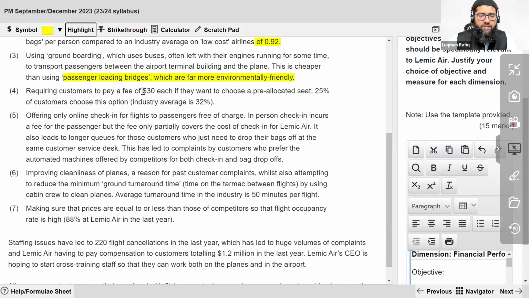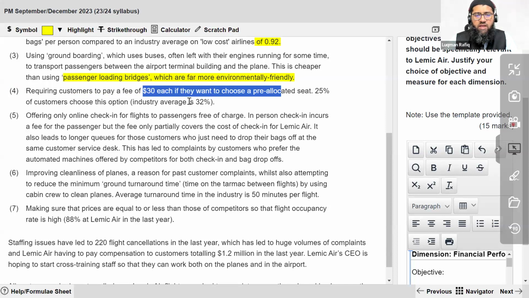Requiring customers to pay a $30 fee each if they want to choose a pre-allocated seat. 25% of the customers choose this option. Industry average is 32%. Offering only online check-in for flights free of charge. In-person check-in incurs a fee for the passenger, but the fee only partially covers the cost of check-in for Lemek Air.